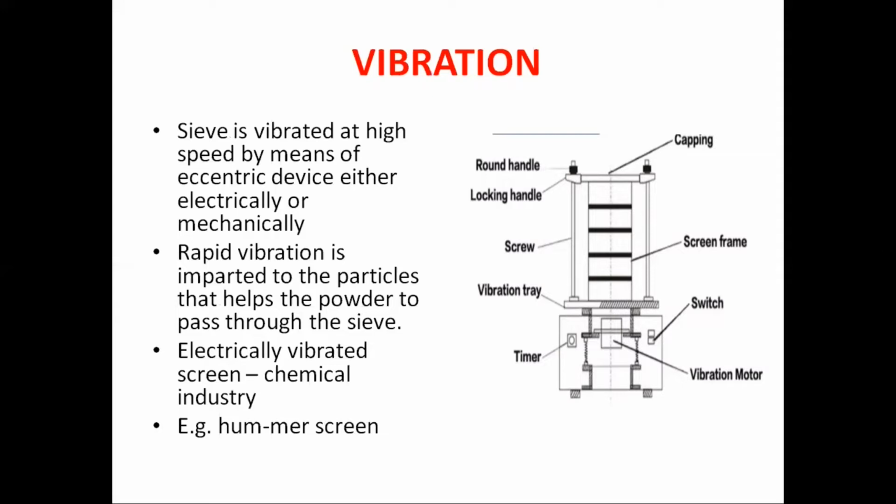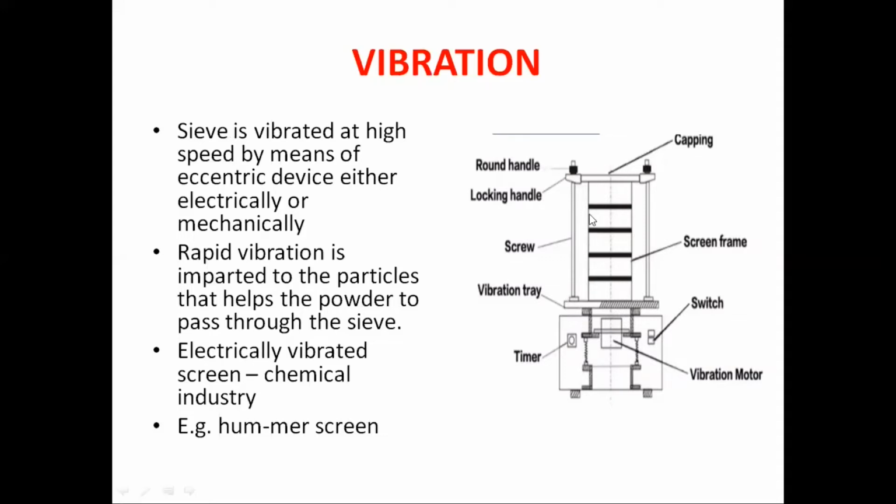Vibration is another agitation. Here you can see a sieve shaker. Here you can see a vibration motor. With the help of this vibration motor, vibration is created in the sieves. With the help of this vibration motor, rapid vibration is imparted to the particles present in the sieve. Then size separation occurs because of that vibration.